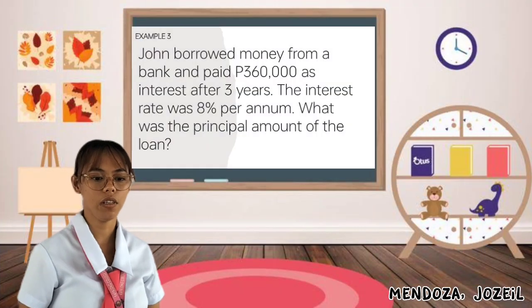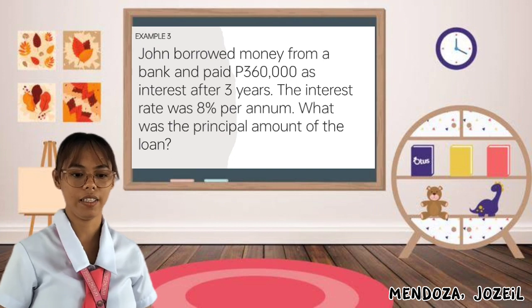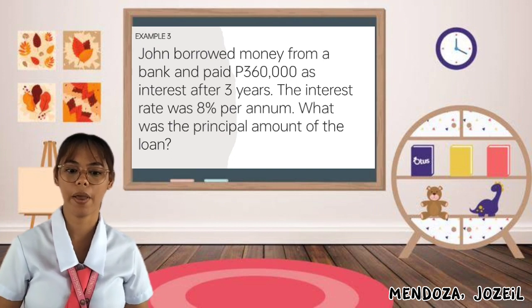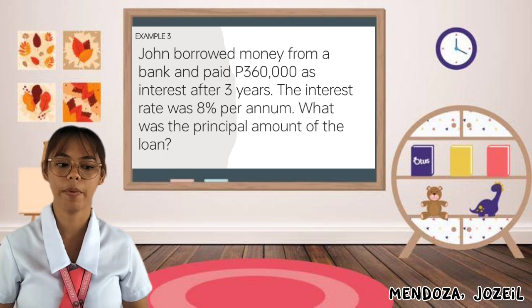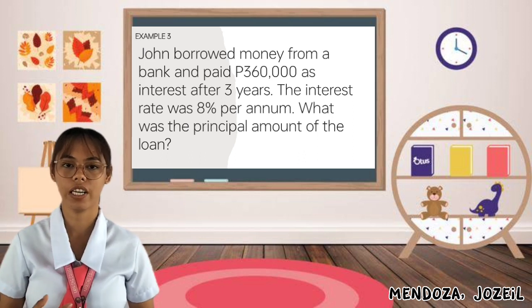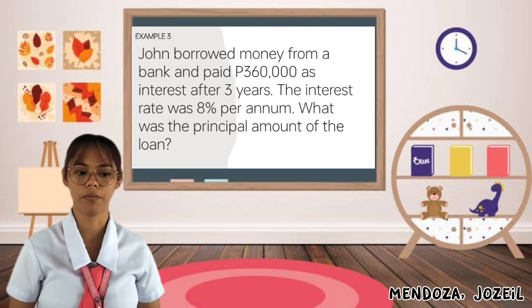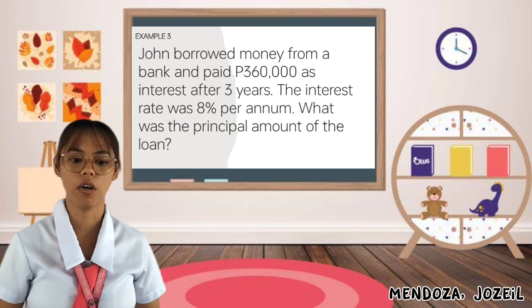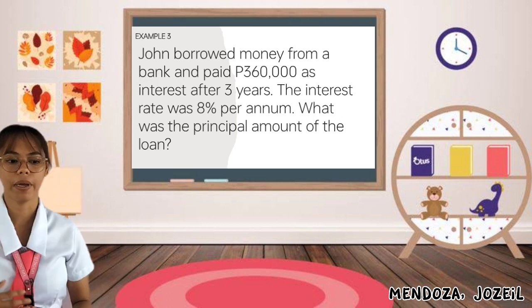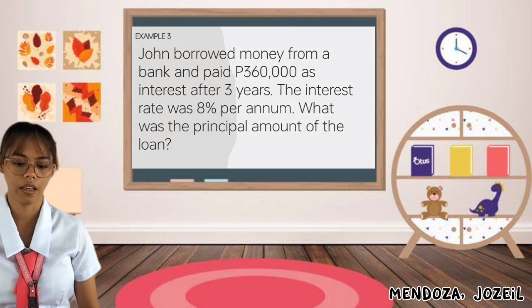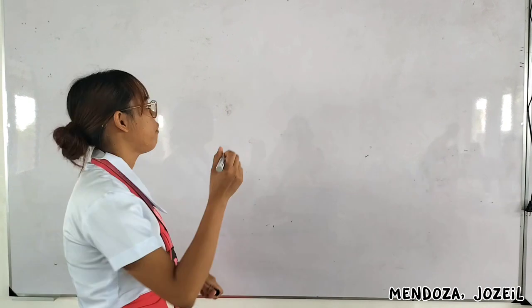Next is example 3. John borrowed money from a bank and paid 360,000 pesos as interest after 3 years. The interest rate was 8% per annum. What was the principal amount of the loan? So, ang ginapangita diri is principal. First is given.